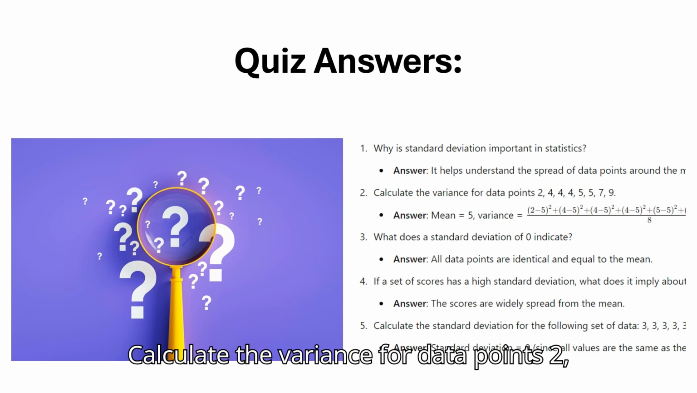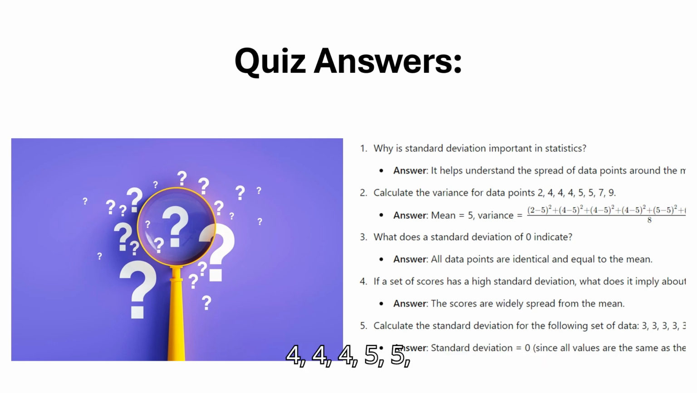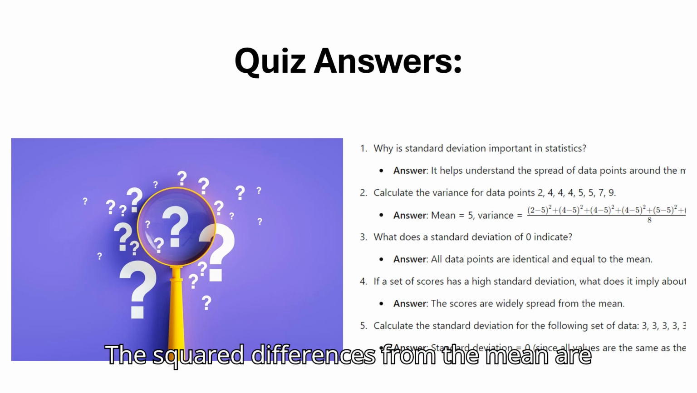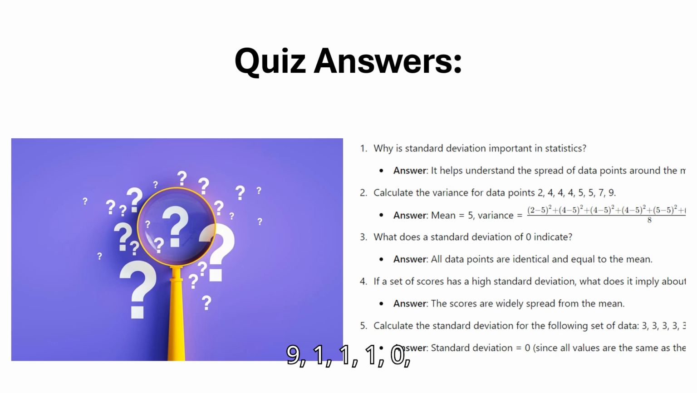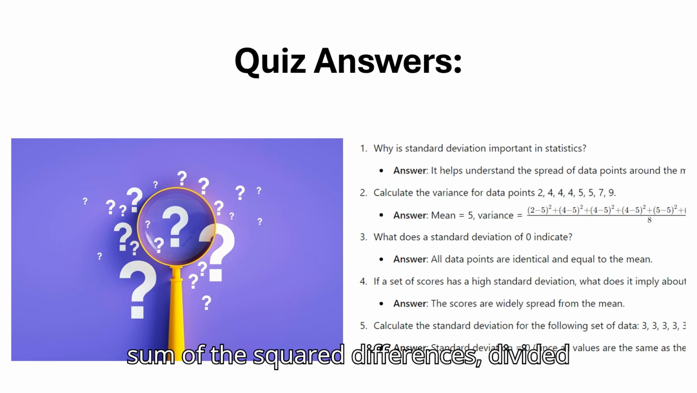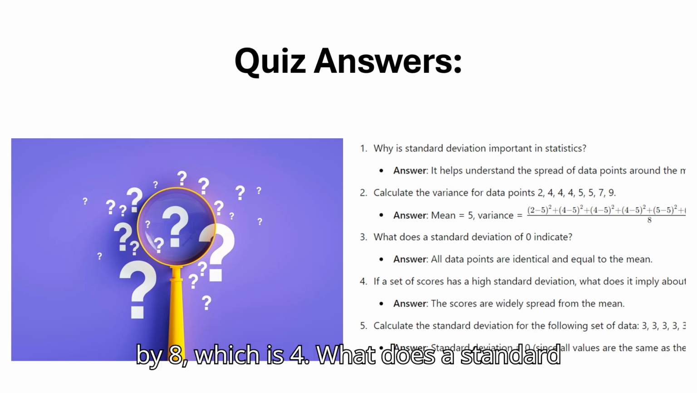Calculate the variance for data points 2, 4, 4, 4, 5, 5, 7, 9. Mean equals 5. The squared differences from the mean are 9, 1, 1, 1, 0, 0, 4, 16. Variance equals the sum of the squared differences divided by 8, which is 4.